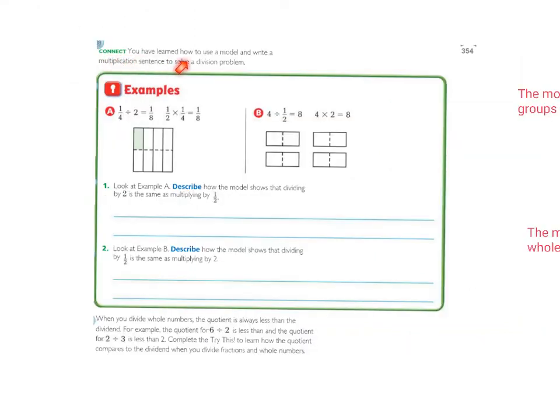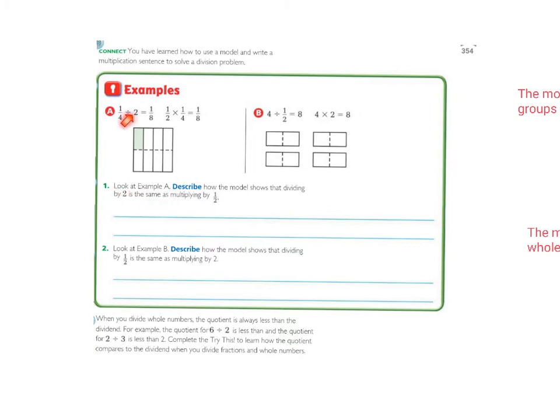All right, let's connect. You've learned how to use a model and write a multiplication sentence to solve a division problem. Let's look at the examples. We have 1/4 divided by 2 equals 1/8, and 1/2 times 1/4 equals 1/8. So we have a representation of that. And then we have B, which is 4 divided by 1/2 equals 8, and 4 times 2 also equals 8.